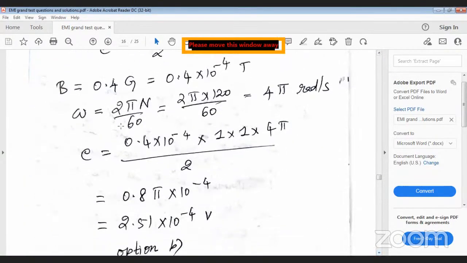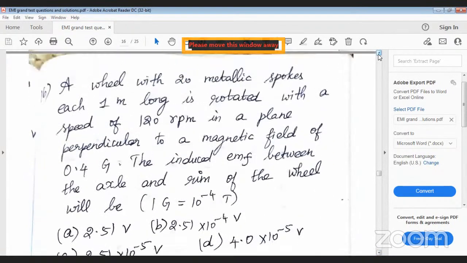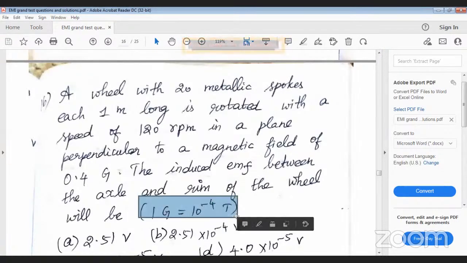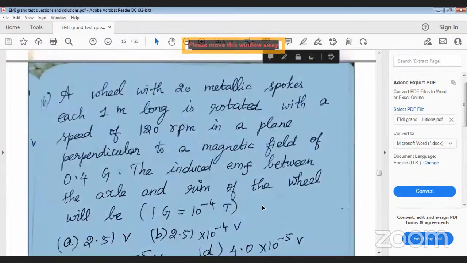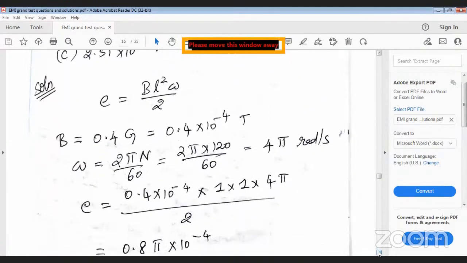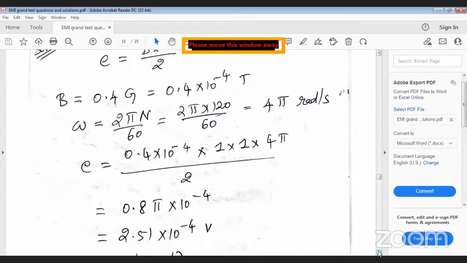So B L squared omega by 2. Here B is 0.4 Gauss. Gauss means you have to multiply that with 10 power minus 4 Tesla. So this is the conversion. This is also important. When your magnetic field is given in Gauss, you have to multiply that value with 10 power minus 4. Then you will be getting the magnetic field value in Tesla. So after finding it, you can substitute and find the answer for this problem. Once you are done with this omega, it is very easy. The same formula you can use.